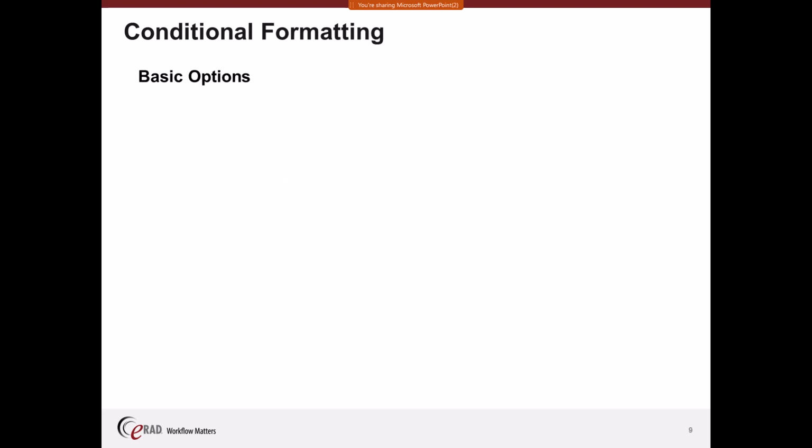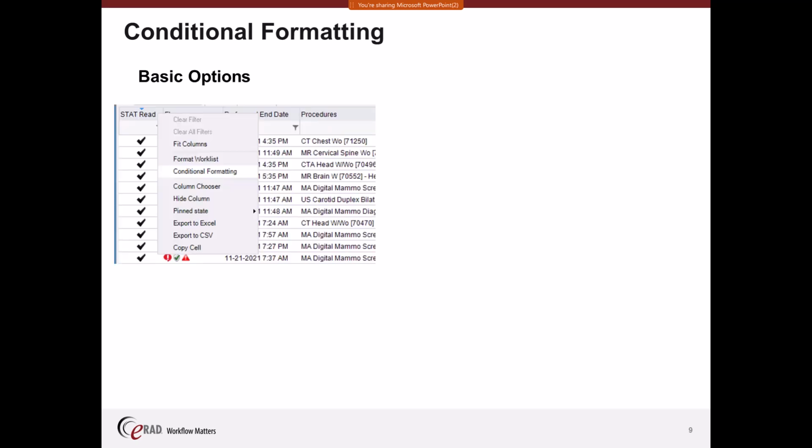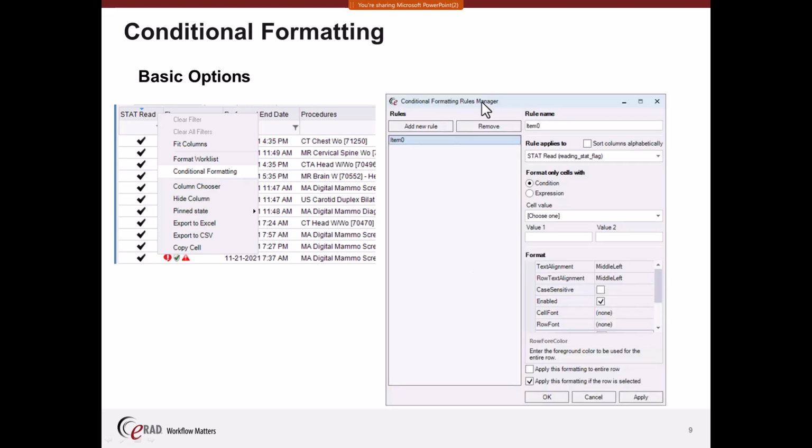Let's go ahead and do some basic options for conditional formatting. And let's say we're going to work on the stat read column here. And I'm going to just say, I want all my stats, the background color of the cell for this stat, to turn a red color. So the first thing I'm going to do is right-click on the stat read column, and I'm going to choose conditional formatting. When I do that, another dialog box opens, the conditional formatting rules manager, and you'll notice it's automatically labeled the rule item number 0.